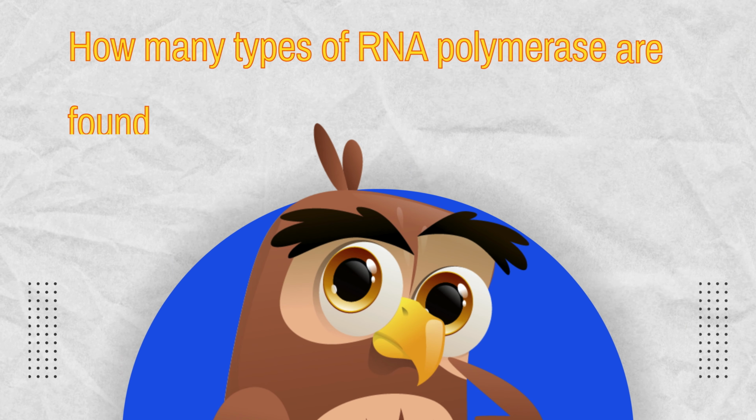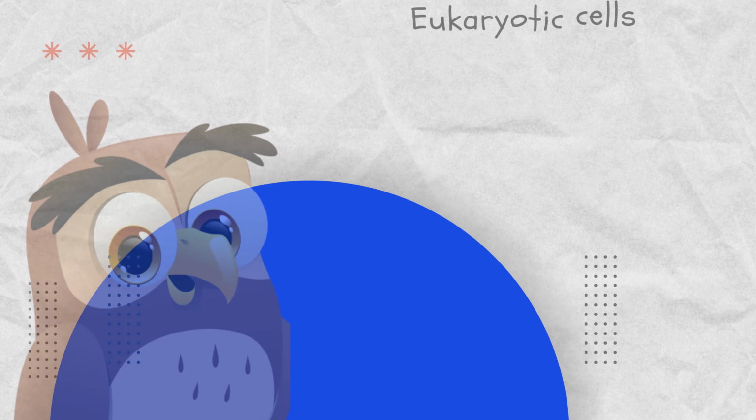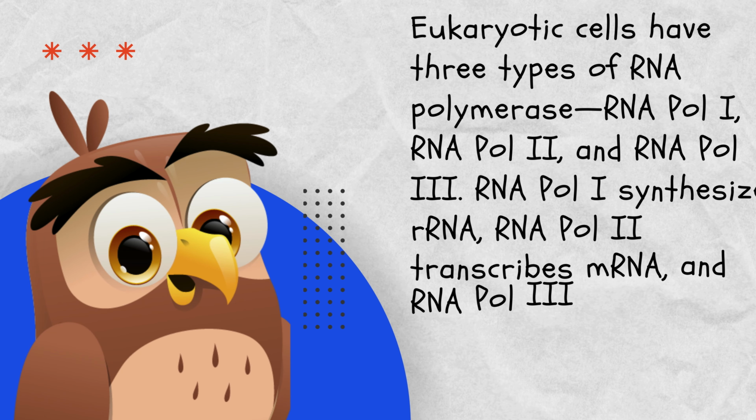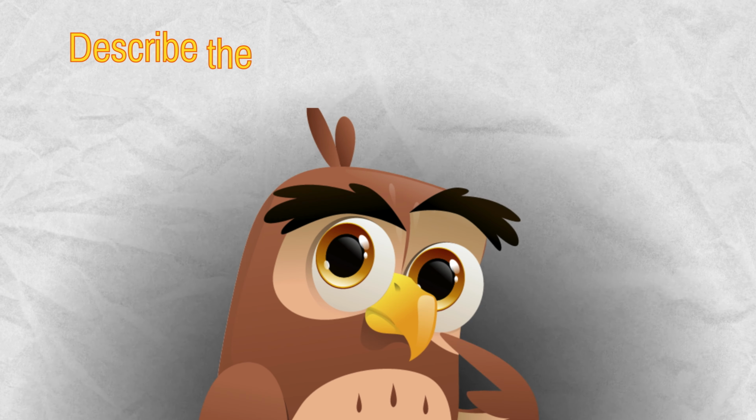How many types of RNA polymerase are found in eukaryotic cells, and what are their specific roles? Eukaryotic cells have three types of RNA polymerase: RNA Pol-I, RNA Pol-II, and RNA Pol-III. RNA Pol-I synthesizes rRNA, RNA Pol-II transcribes mRNA, and RNA Pol-III transcribes tRNA and other small RNAs.